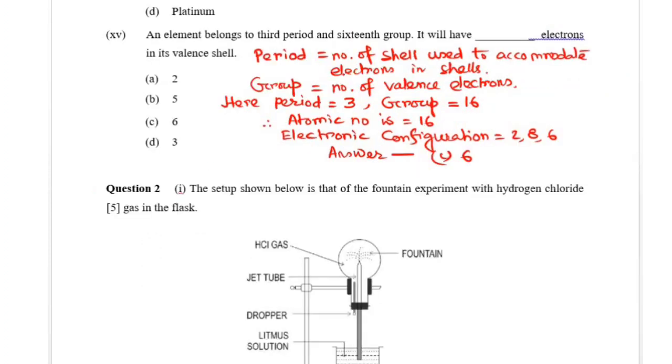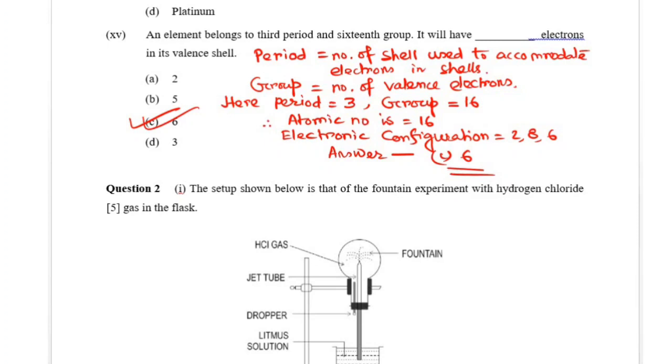An element belongs to the third period and 16th group. It will have dash electrons in its valence shell. We know here period 3 and group 16. Therefore the atomic number should be 16. With atomic number 16, the electronic configuration is 2, 8, 6. Therefore, it will have 6 electrons in its valence shell. So the right answer is option C, 6 electrons.